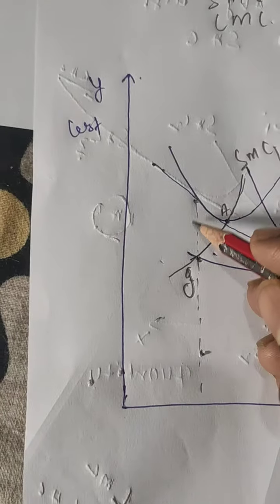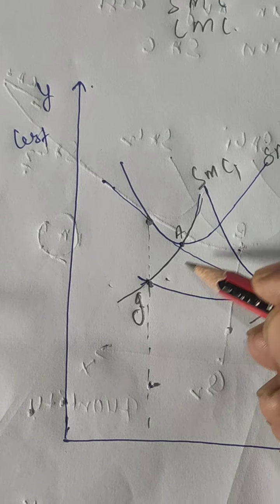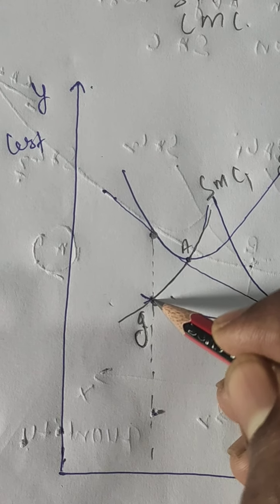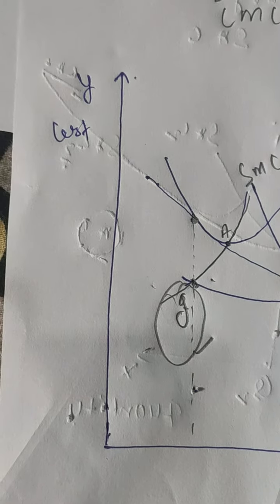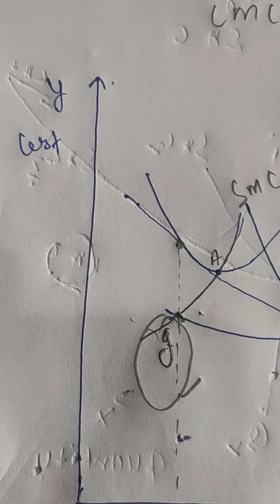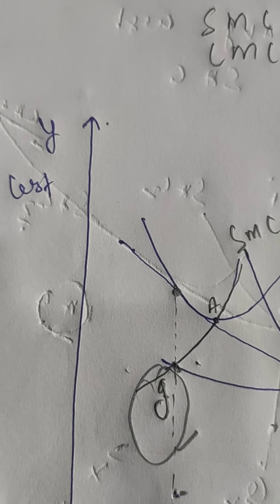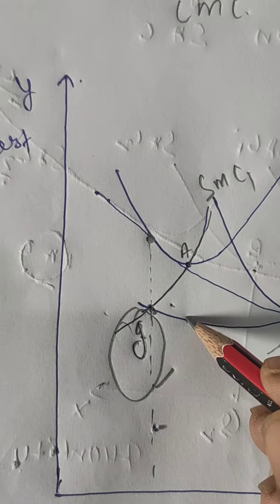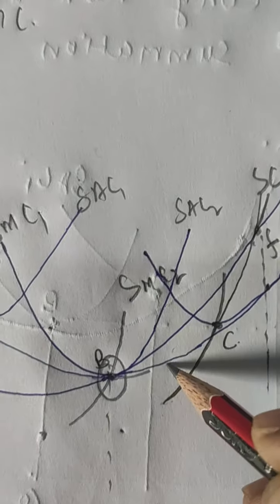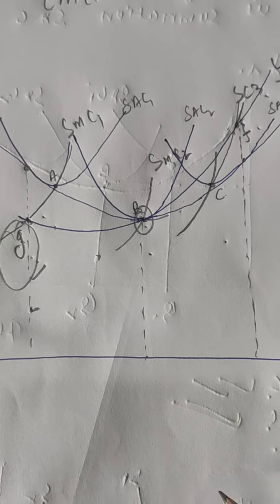When we draw a perpendicular from this point, we get an intersection with the SMC, the short run marginal cost. Take this intersection point as G, and B is the intersection of the perpendicular drawn from the long run average cost point to SMC2. When we join all points G, B and F, we get the LMC, the long run marginal cost. That's all about the long run cost curve.